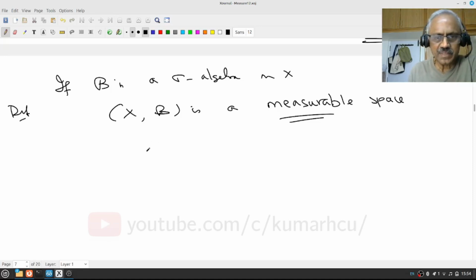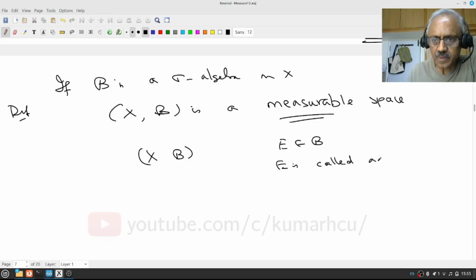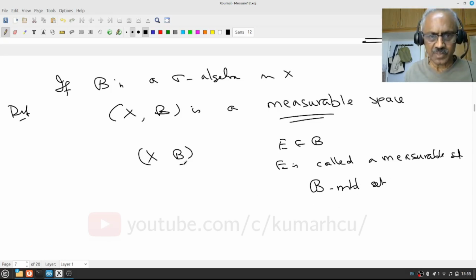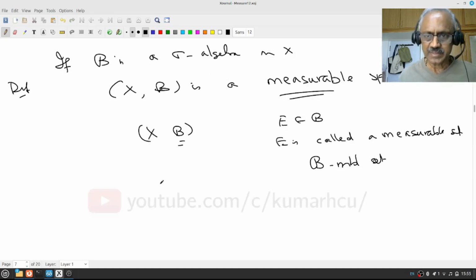So what is a measurable space? It's a set X and a sigma algebra on that. If we start with E in B, then E is called a measurable set. But usually, if you want to be very technical, B-measurable set, because it is measurable only given this B. There may be another sigma algebra on X, and it may not be measurable there, so one has to be careful about that.